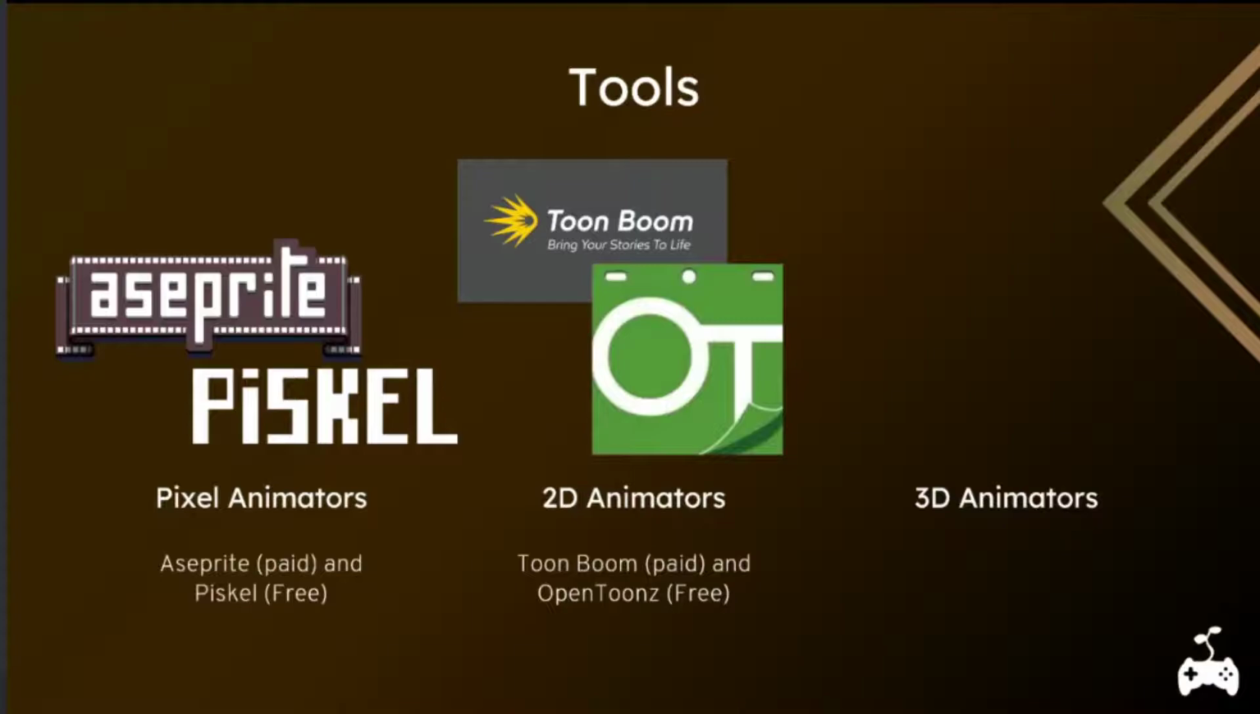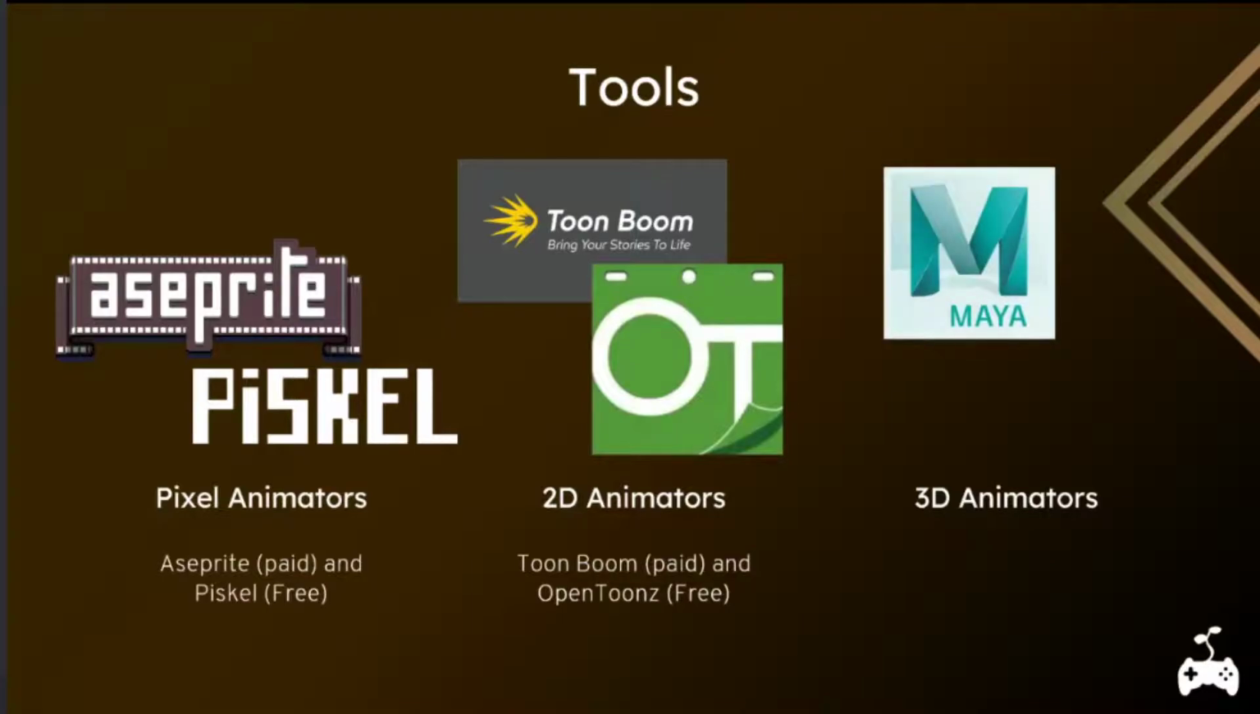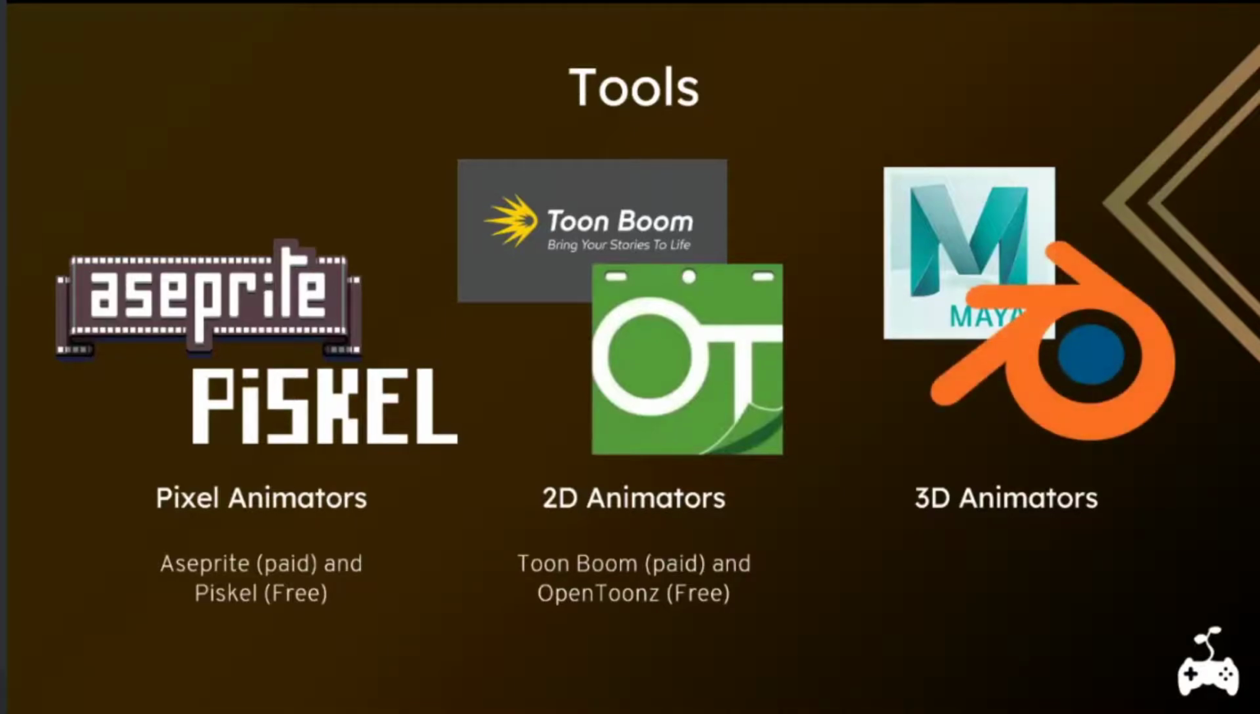Now, for 3D animators, you can use Maya. Needless to say, plenty of movies have been animated here. However, it is a paid software. Or you can use Blender, an open source free software, and of course an industry standard. The ones that I use are 3ds Max, Maya, and OpenToonz. If you have more questions on how it works, you can always ask me.